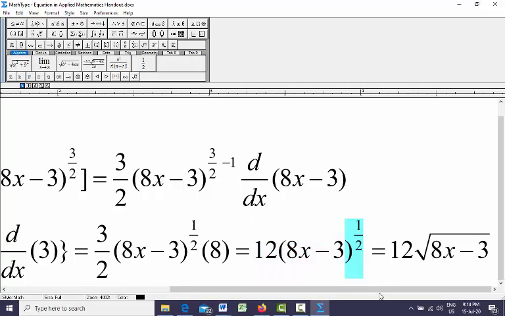But if you want to simplify further, we can write it this way, because always remember, power half means square root. Power 1/3 means cubic root. Since we have this power half over 8x minus 3, we will have the square root of 8x minus 3. So 12 multiplied by the square root of 8x minus 3. So that's the answer.